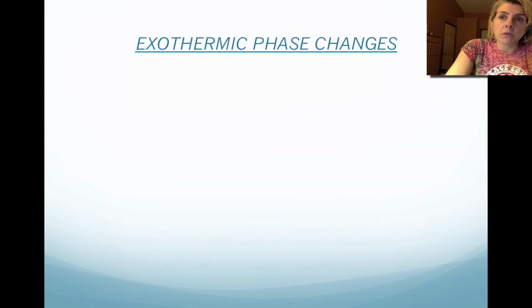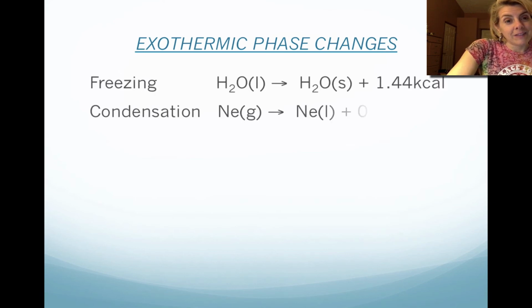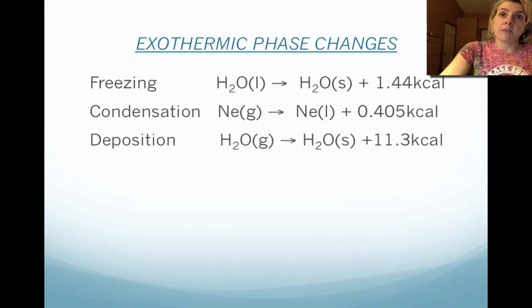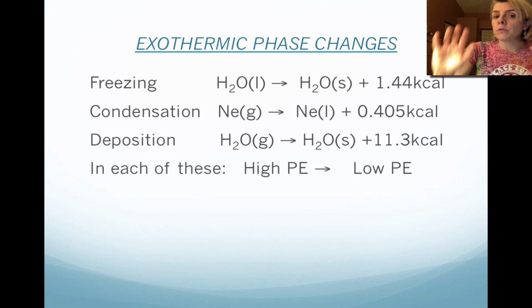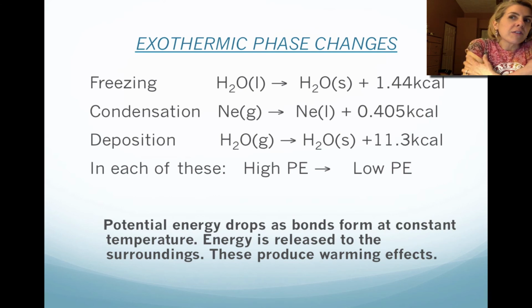Okay, the opposite is exothermic, so heat is being given off. Freezing is exothermic. Condensation, so when you notice your car window outside overnight, you see water droplets forming on it. That is exothermic. Deposition. Deposition is going from a vapor to a solid. So for these, we're going from high potential energy to low potential energy. Energy is being given off. So this is actually a warming effect. You might notice that you're warmer inside the shower because the water vapor is condensing on your skin.